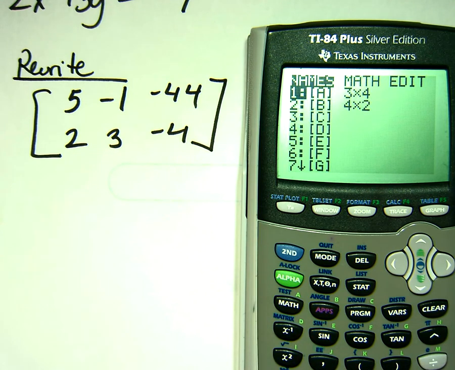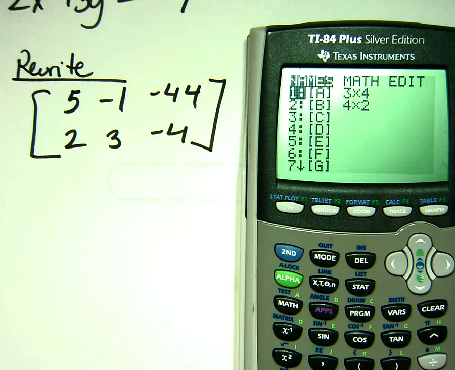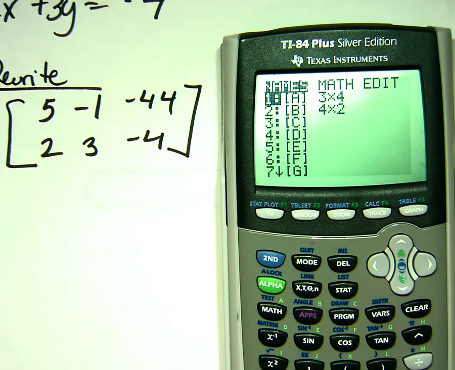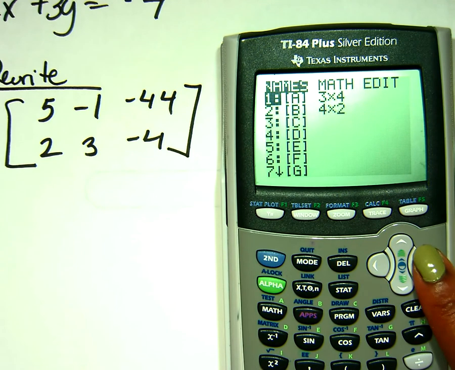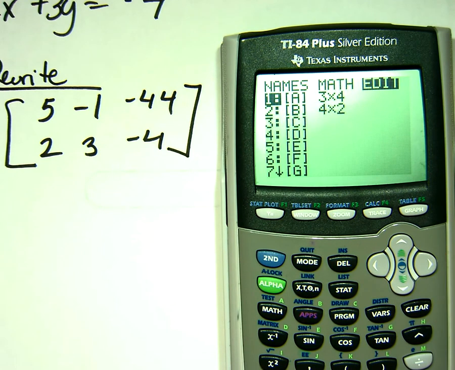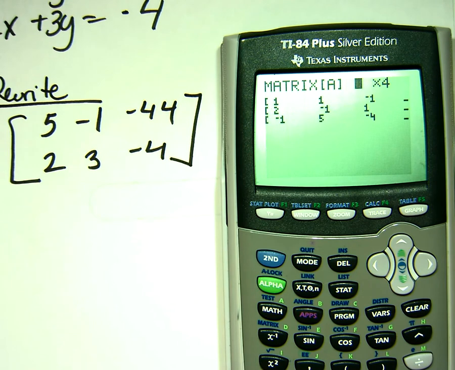Once you have hit that, use your right arrow key. So let me move it slightly to the right so y'all can see everything. So I'm moving it to the right to go to edit. Hit enter. Now the reason why I'm saying select matrix A is because that's the very first one. So once you select matrix A, that automatically hits enter for edit.